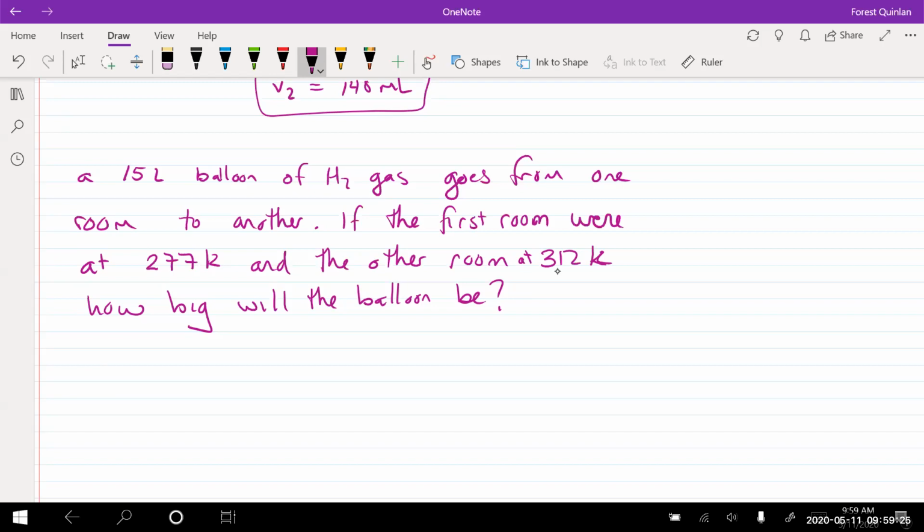I've got a balloon, I'm going from one room to another. That other room is hotter. Is it going to get bigger or smaller?